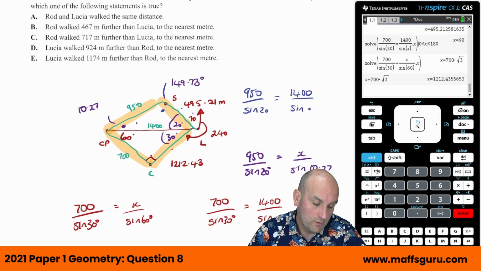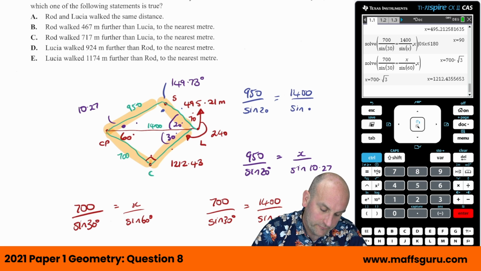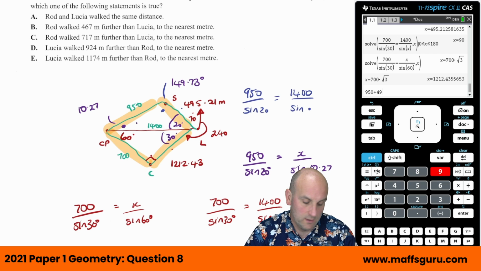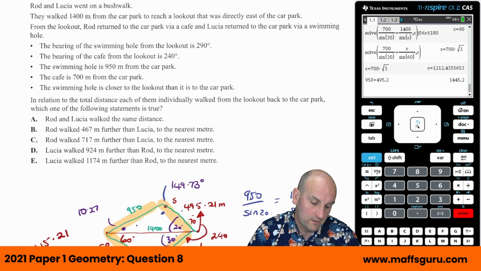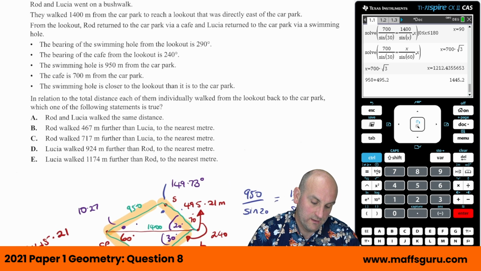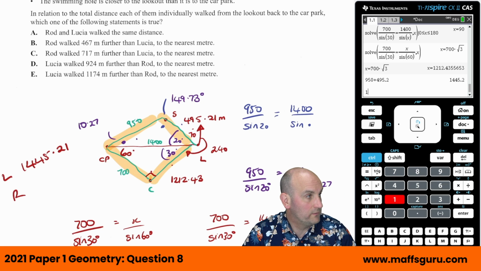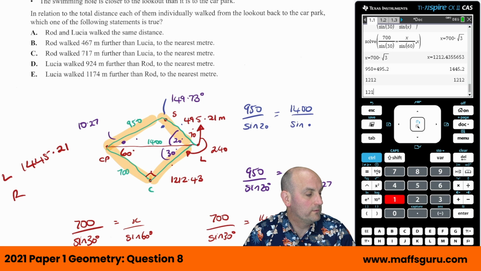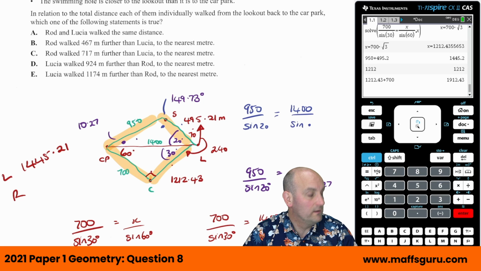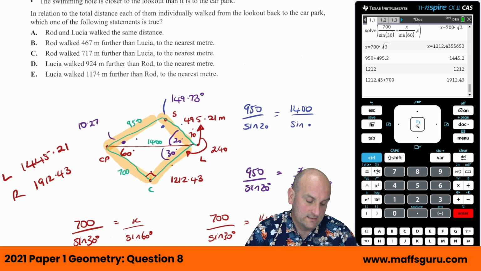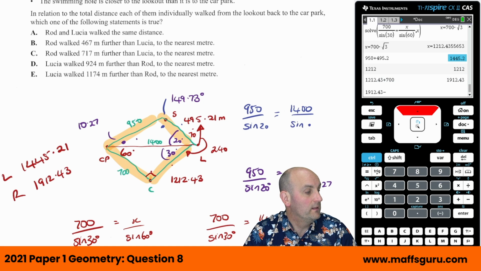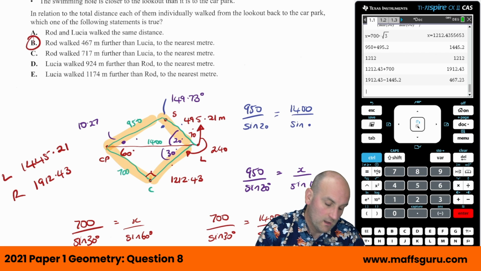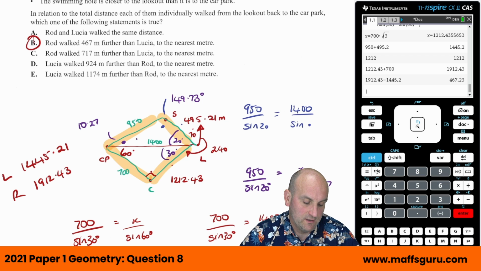He says, Rod and Lucia walk the same distance. So let's just see. If we do 950 plus 495.21, that gives me 1445.21. Rod returned to car park via the cafe, Lucia via the swimming pool. So that's Lucia. So Rod will be 1212.43 plus 700, which gives me 1912.43. All right, so Rod walked 467 meters further. Let's do that. Minus that, it gives me 467. Rod walked 467 meters further than Lucia to the nearest meter.